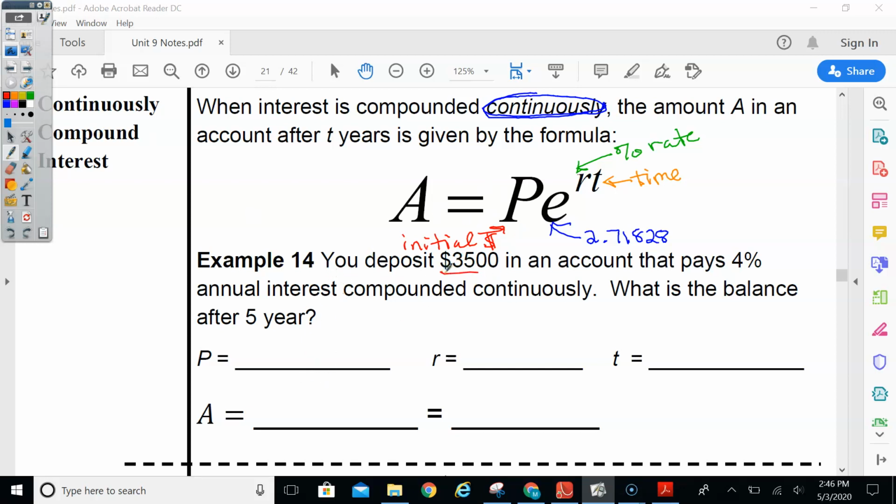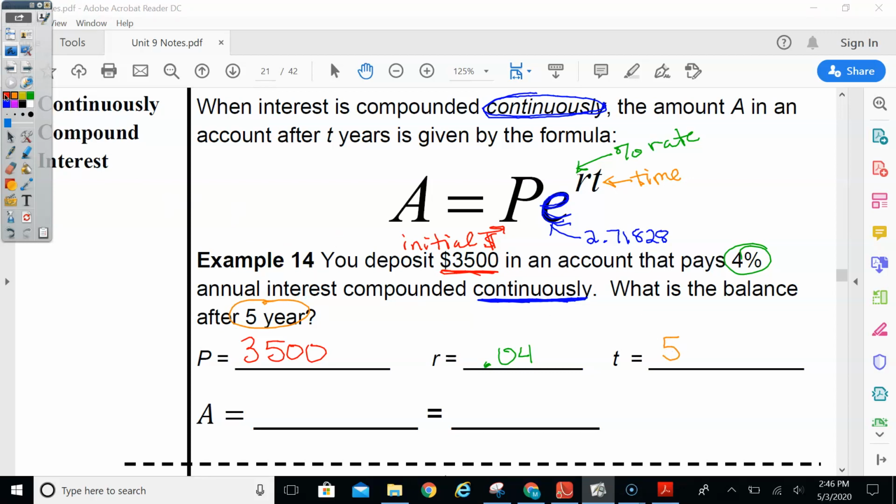So here you deposit $3,500, that's your initial amount, into an account that pays 4% is your rate, so 0.04. And here it says it's compounded continuously. This tells us that we're going to use E, the number E, and I'll show you how to get that in the calculator. Oops, sorry, I put the rate for the wrong number. The rate is 0.04, and we want to know how much is in there after 5 years. So 5 is your T.